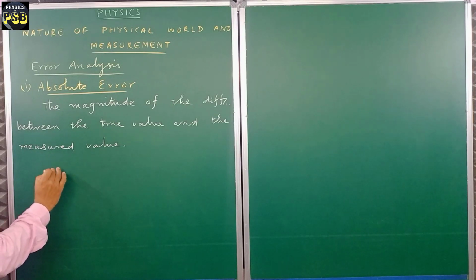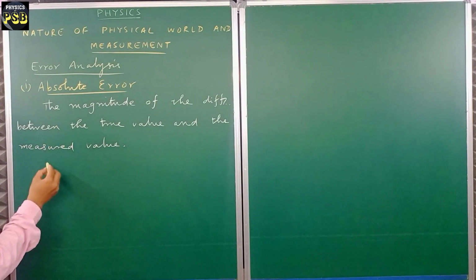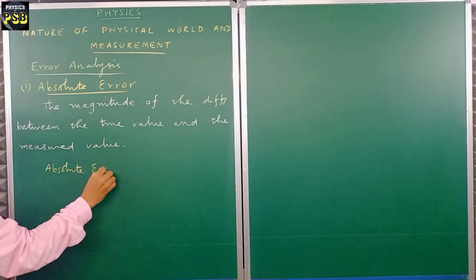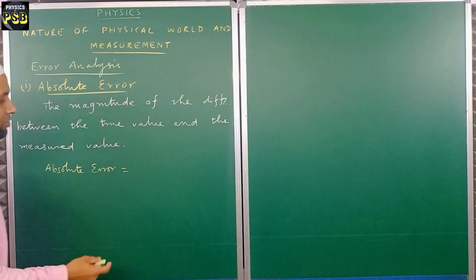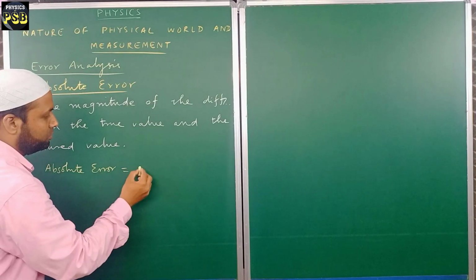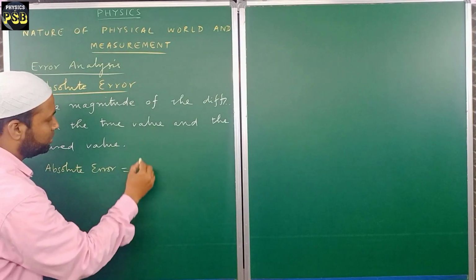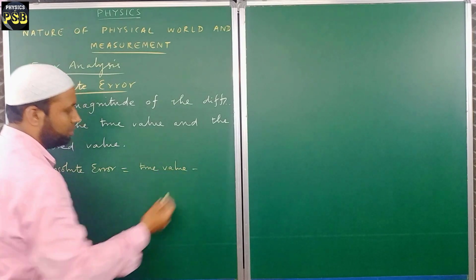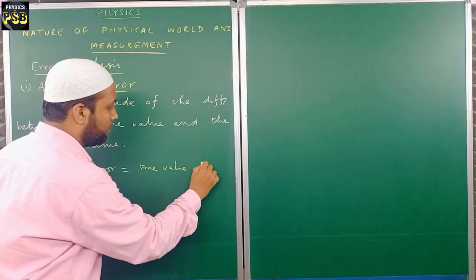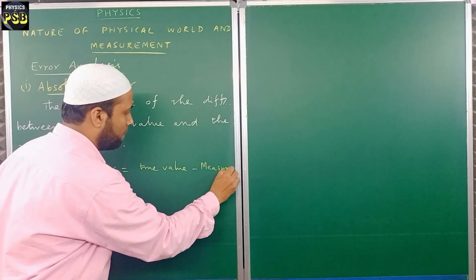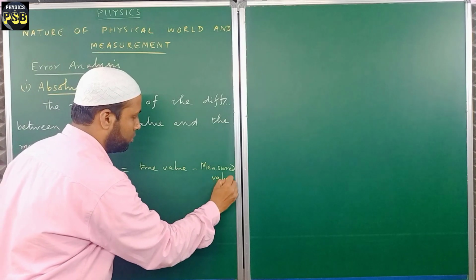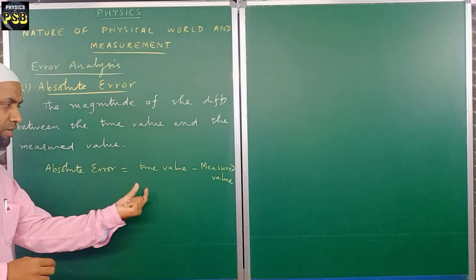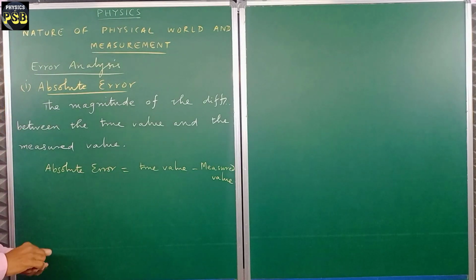I will write this in the form of an equation. Here, absolute error can be referred to as the magnitude of the difference between true value and measured value. Here, true value is subtracted from measured value. Whatever value we get now, its magnitude alone is taken.